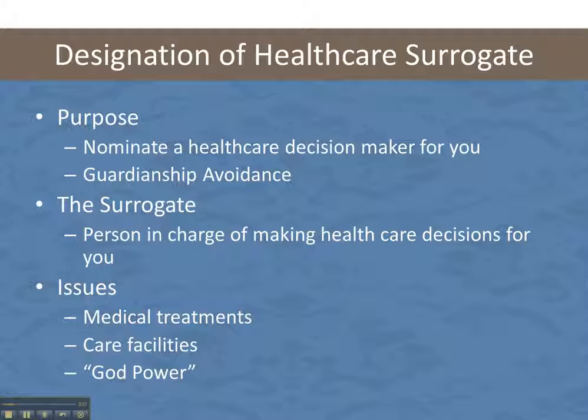And so the document, Designation of Healthcare Surrogate, deals with who's making the decisions regarding medical treatments, in nursing homes, facilities, what kind of care you're getting. And the thing you're trying to avoid is the God power, which is giving somebody limited instructions on what you want, and having the ability to choose without instruction.